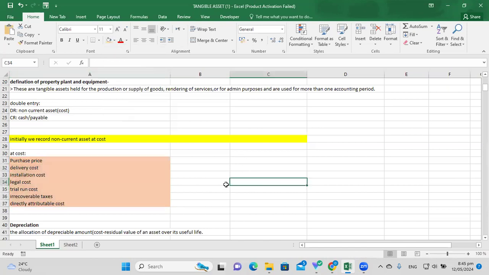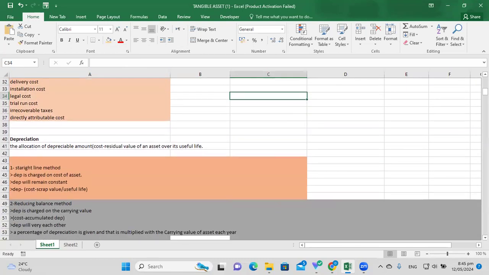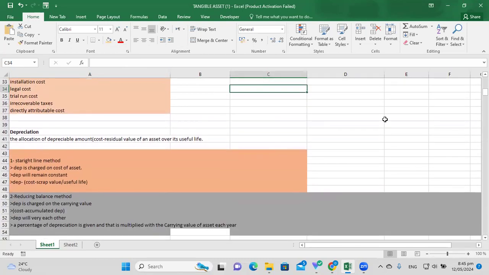We will look at examples, and we will solve many examples for this, and we will also solve kit questions. So you will have much more clarity when we move on to the questions. All right. Okay. So now we are moving on to depreciation.